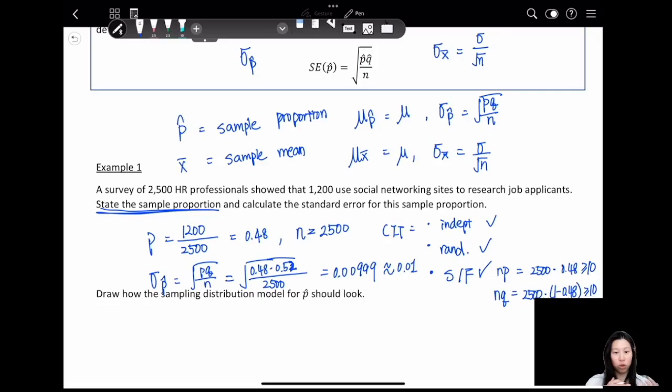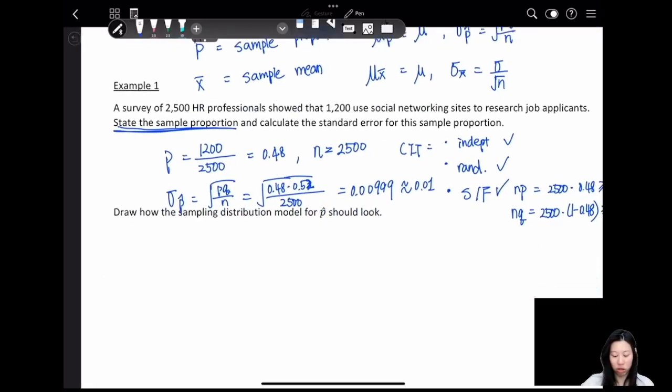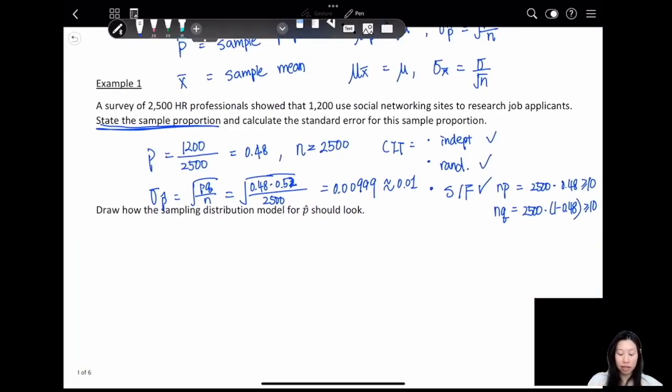Okay, now draw the sampling distribution model for the proportion. Remember, this sampling distribution of the proportion is going to follow a normal distribution. So p hat follows the normal distribution with the mean the same as the proportion, which is 0.48, and standard deviation of 0.01.